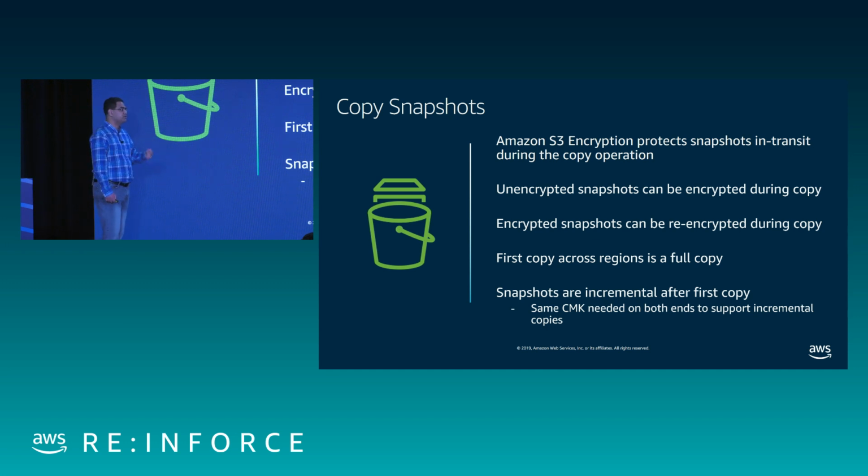The other thing, which was a feature we launched last year: while your first copy is a full copy, your snapshots are incremental after the first copy. For achieving incremental snapshots for encrypted snapshots, you need the same CMK applied to both ends of the copies, right? Because if the CMK is not the same, then you do end up getting full copies.